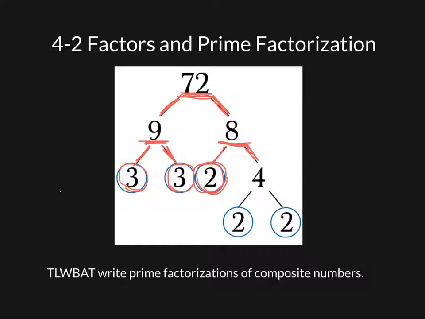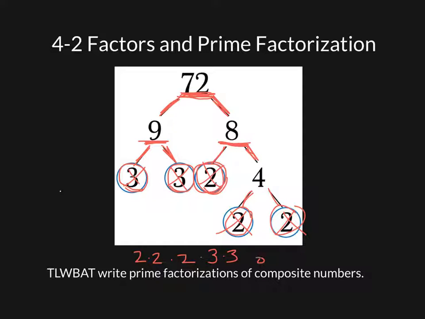Now 4 I can break into 2 times 2, and so then we'll circle those two 2's because they are both prime. So if I was going to write the prime factorization of 72, I want to write my answer from the smallest number to the biggest number. So I could write 2 times 2 times 2, and I'll cross them off after I'm done so I don't write too many, times 3 times 3.